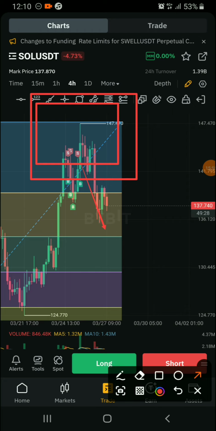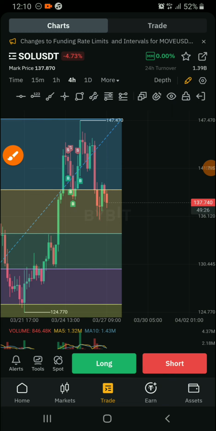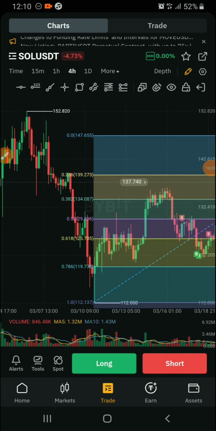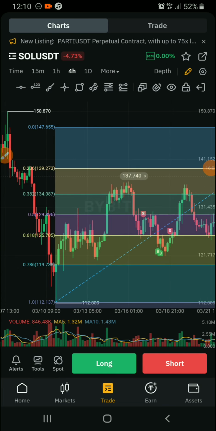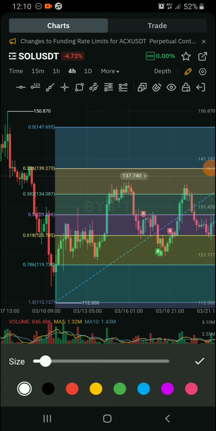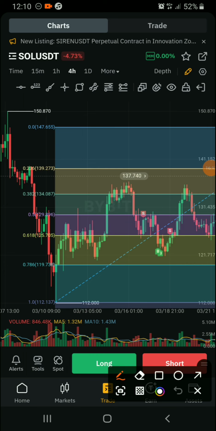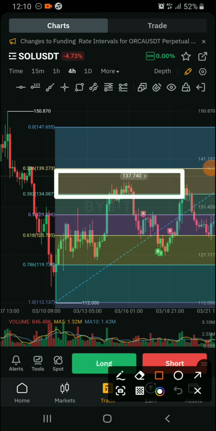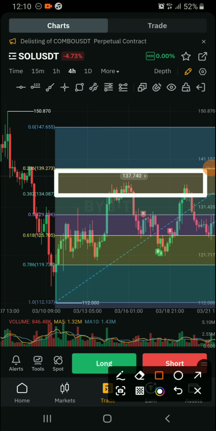So that is it for the 0.0 zone, and the next zone is the zone of 0.236, right? Let me show you what I am talking about. Let me change this color so that it can be more visible to you. So this is the zone I'm talking about, the 0.236 zone. This zone is an area of a weak pullback.